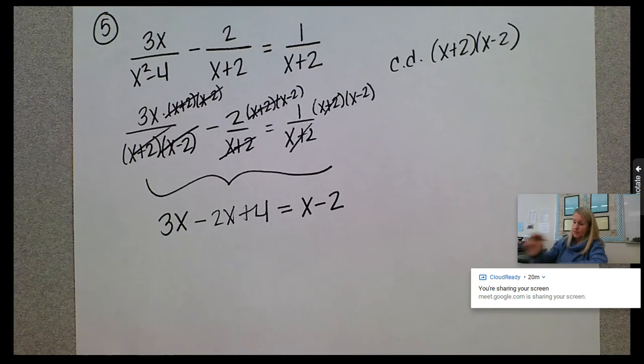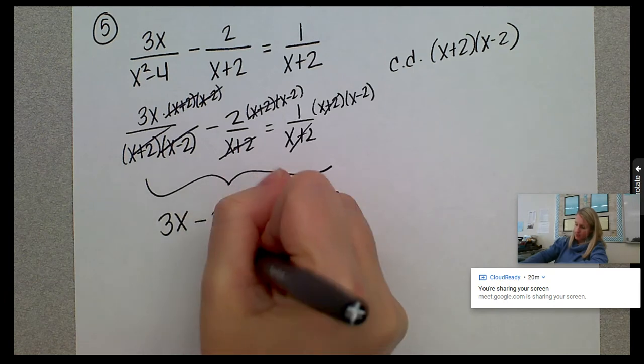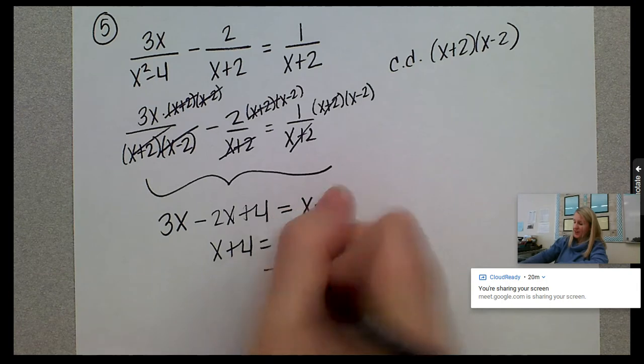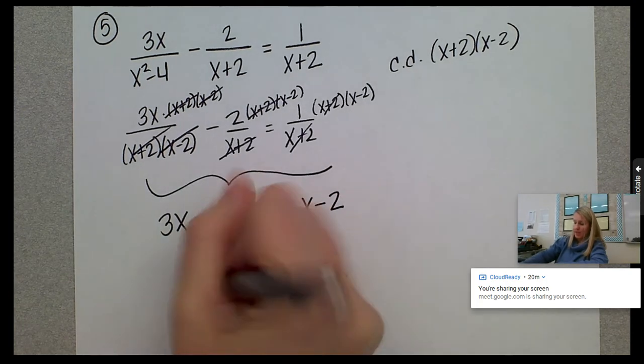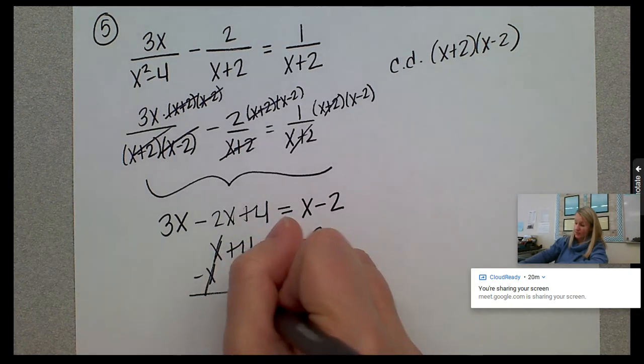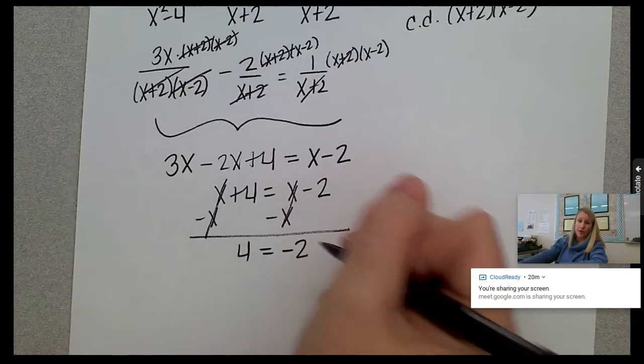Okie dokers. Let's combine like terms here. What do we get? x plus 4 equals x minus 2. Now, when we try to get our x's on the same side, they cancel. I have no x's left. The thing I'm left with is 4 equals negative 2, which we know is not a true statement.